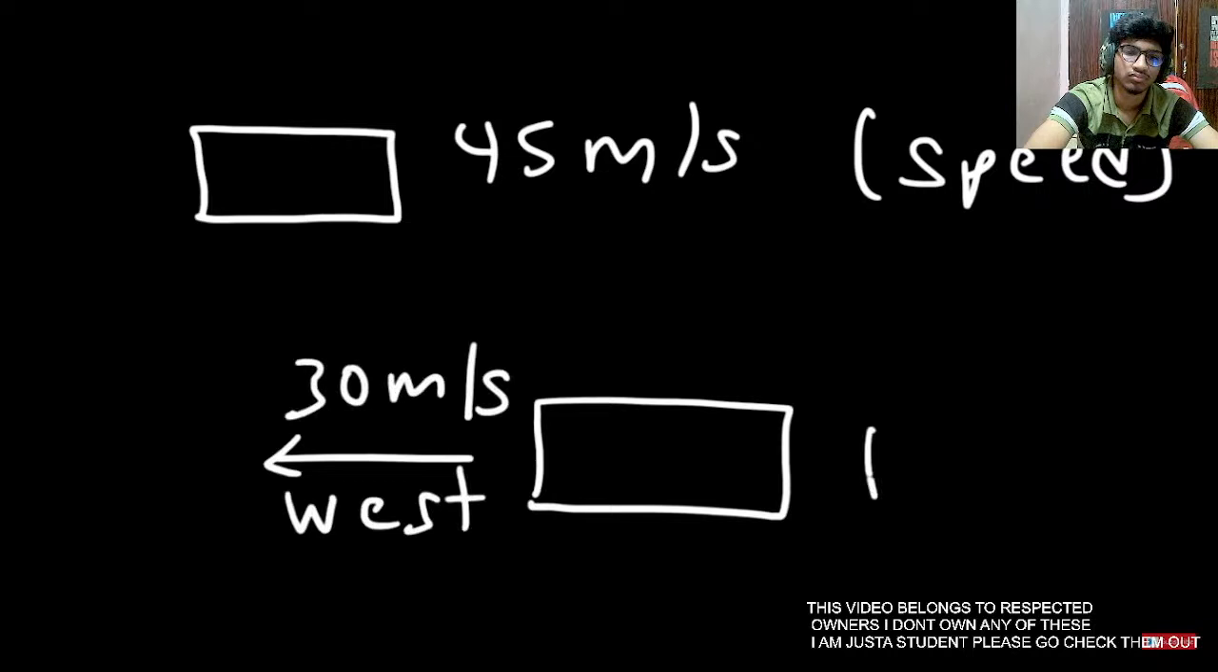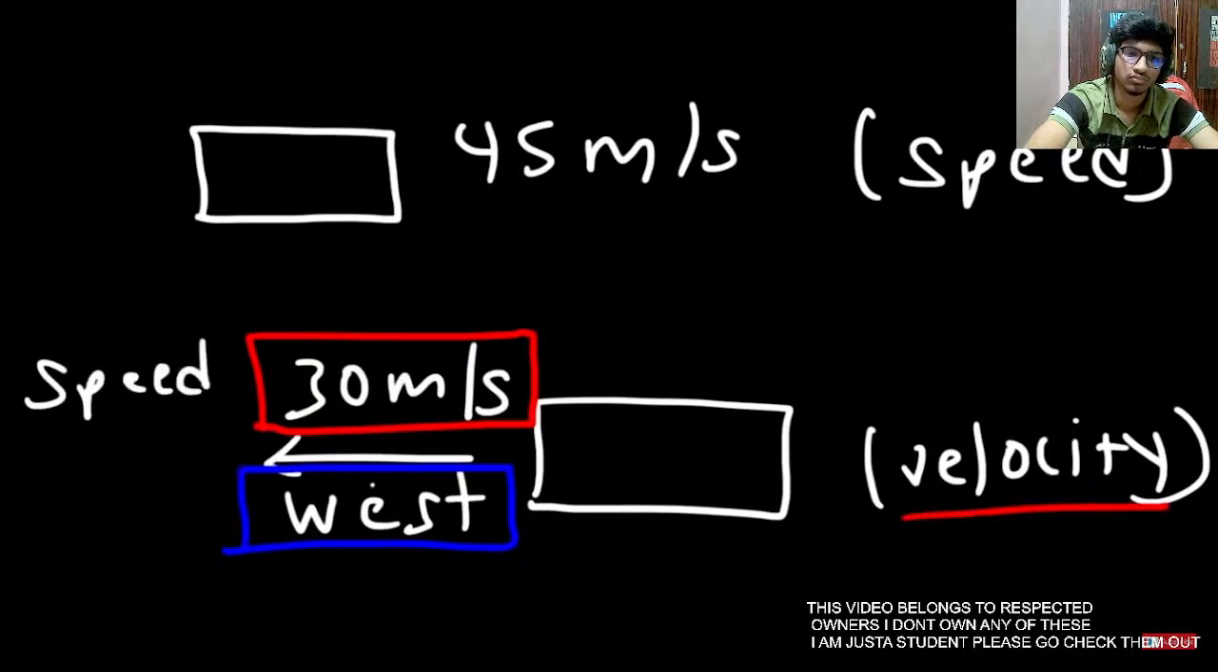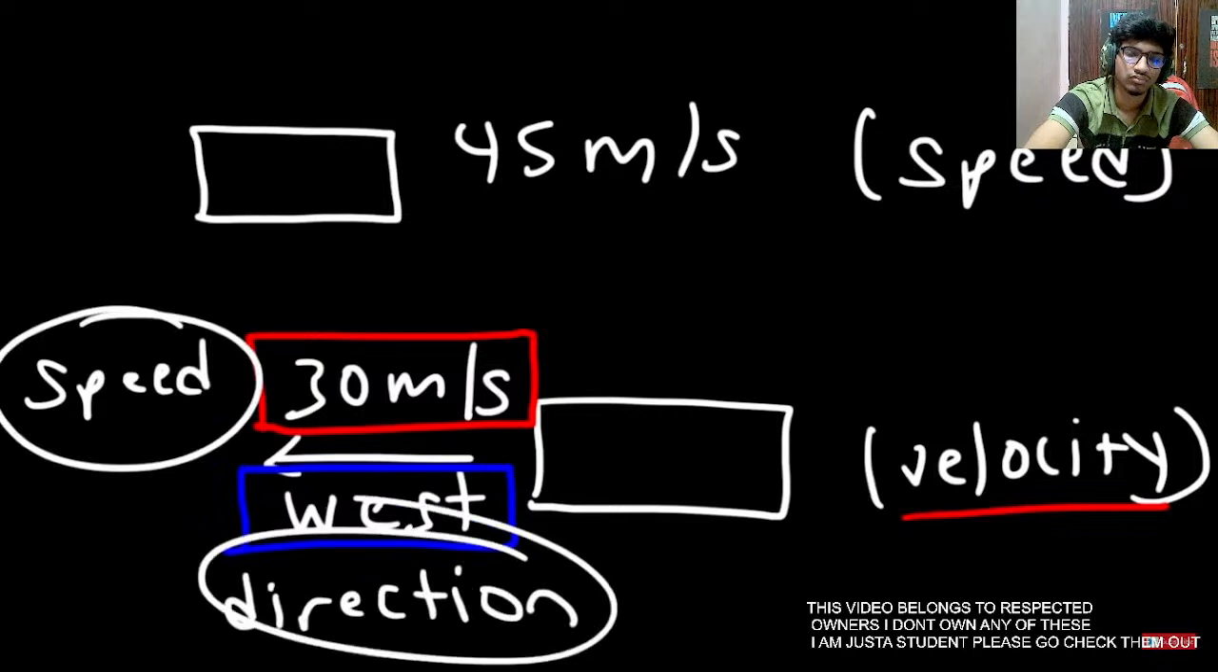In this case, this is a description of velocity because not only do you have the magnitude of the vector, which is the speed, but you also have the direction. And so when you combine magnitude and direction, you have a vector quantity. And so velocity is basically speed with direction. The 30 meters per second tells you the speed, west tells you the direction, and when you combine these two, you have velocity. So let's summarize a few key points.